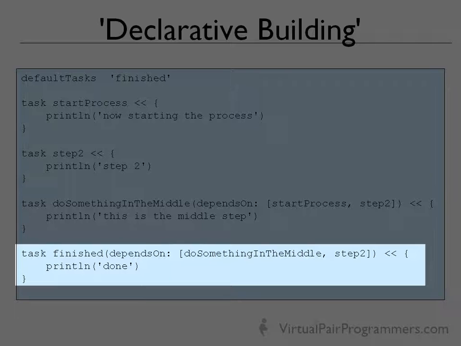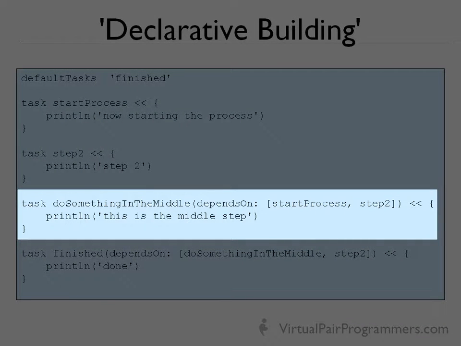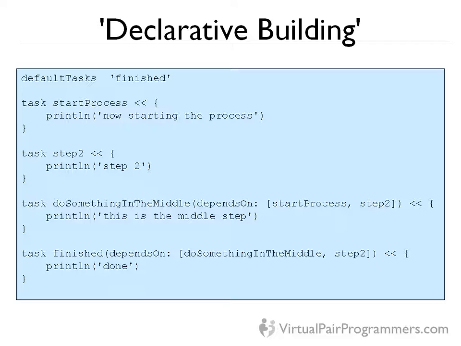By the way, this is Groovy syntax, so I won't get too hung up on it, but we've got square brackets there to specify that we have a collection of tasks to run first. If we have just a single task, we would just put it in quote marks, but for multiples, we use the square brackets. So this will tell Gradle that before it runs finished, it needs to go, if you like, back in the script. First of all, it will try to run do something in the middle. Well, no, there's dependencies here as well. This depends on start process and step 2. Now, luckily, these don't have dependencies, so these can now run.